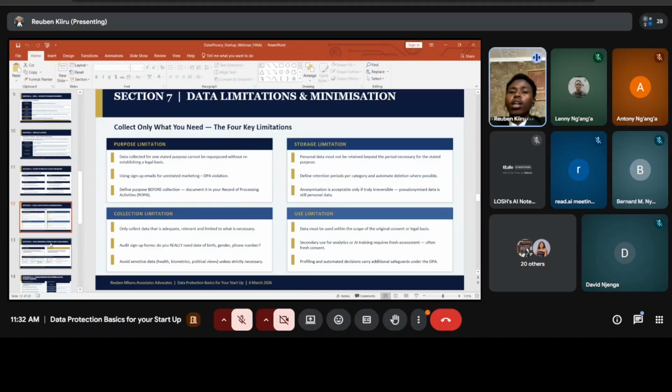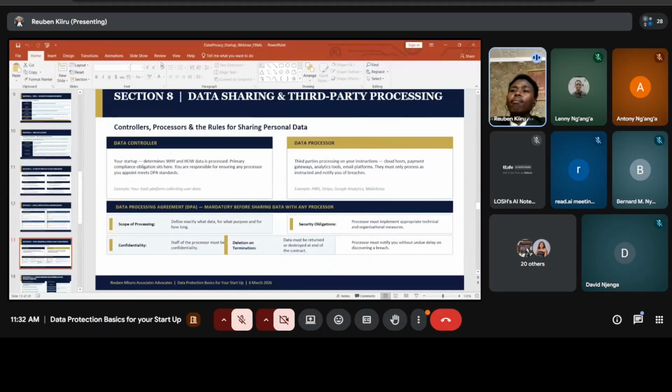Now, we also have data sharing and third-party processing. So usually, because of the nature of the digital world, we usually share a lot of our data, and we have third parties processing a lot of our data. For example, Gmail is a third party for Ruben Burro and Associates Advocates. So me using Gmail is a third party processor. So now we have payment gateways, analytic tools, hosting platforms. These are various third-party processors that you have. So you need to go and look at the nature in which they process the data that they are collecting.